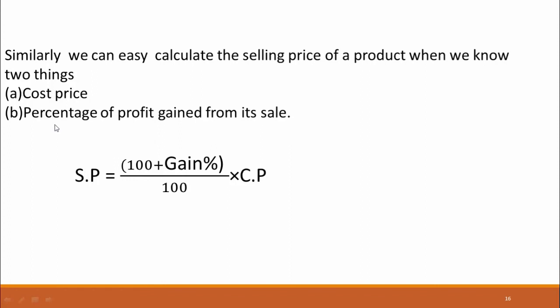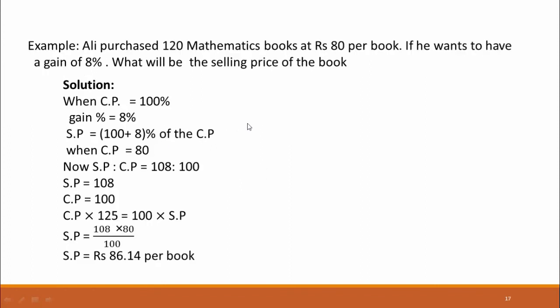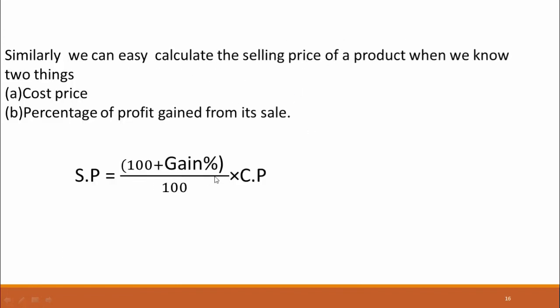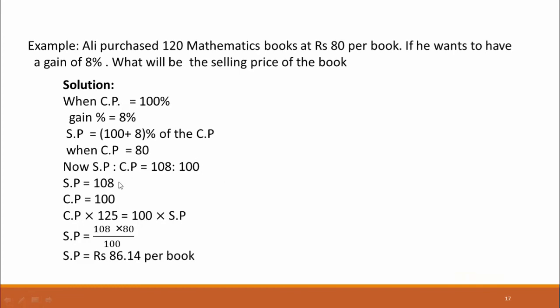So similarly, we can easily calculate the selling price of the product when we know the cost price and percentage of the profit gain from its sale, as I have already told you. And this is the example for this formula. In this example, the selling price is 86.14 per book. So dear students, in this lecture, two things should be noted: how to find the profit, how to find the loss, and how to find the percent profit and percent loss. And this is the end of this segment.